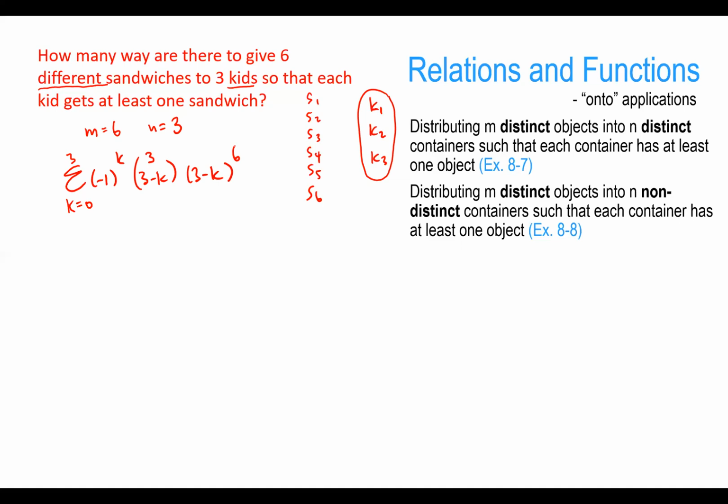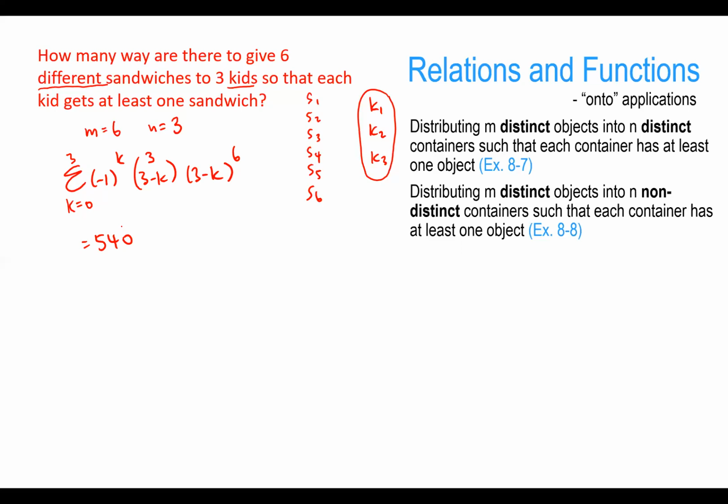And this is it. That's the final answer. Now, you'll find that if you actually expand the summation, you'll get the answer of 540. So this is 540 ways to distribute the sandwiches. Okay, but how did I come up with the answer of 540?